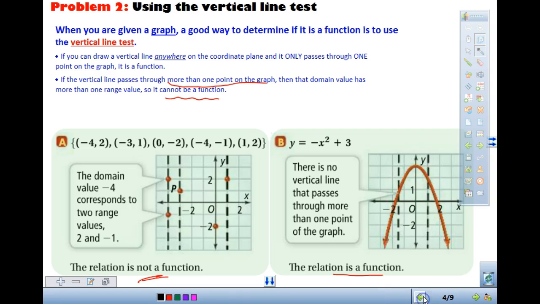The rule says, to pass the vertical line test, if you draw a vertical line anywhere, and it passes through one point on the graph only, it's a function. If it passes through more than one point, it is not a function.